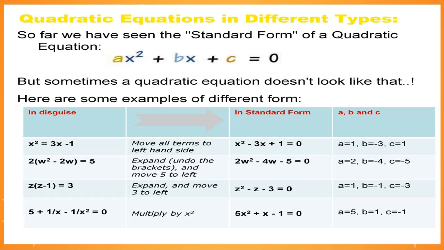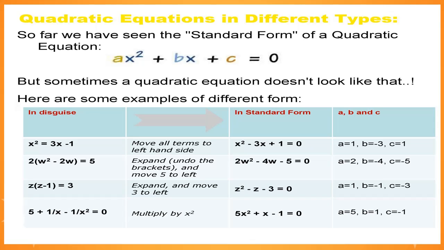We know that standard form of quadratic equation is ax square plus bx plus c equals to 0. But sometimes a quadratic equation doesn't look like that. Here are some examples of different form. In the very first example, x square is equals to 3x minus 1. Now move all terms from RHS to LHS. It becomes x square minus 3x plus 1 equals to 0. And it is the standard form of quadratic equation where a is equals to 1, b is equals to minus 3 and c is equals to 1.